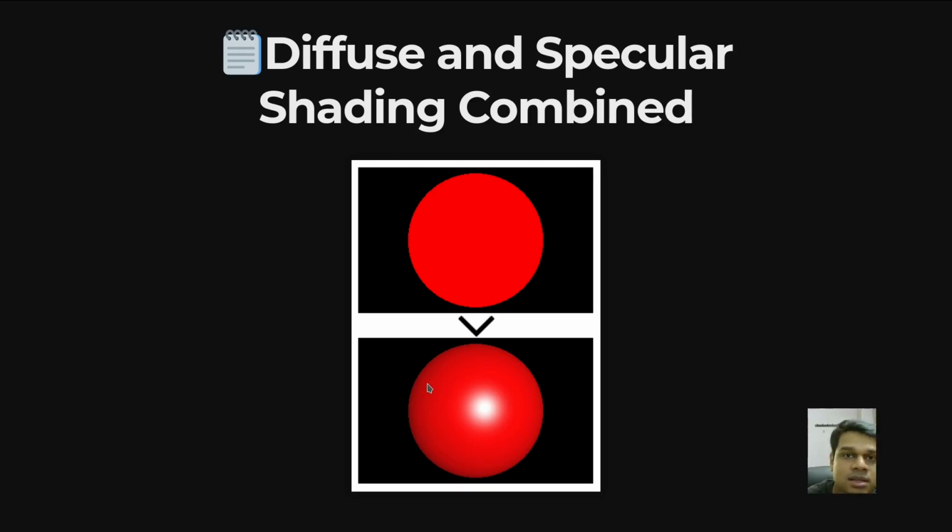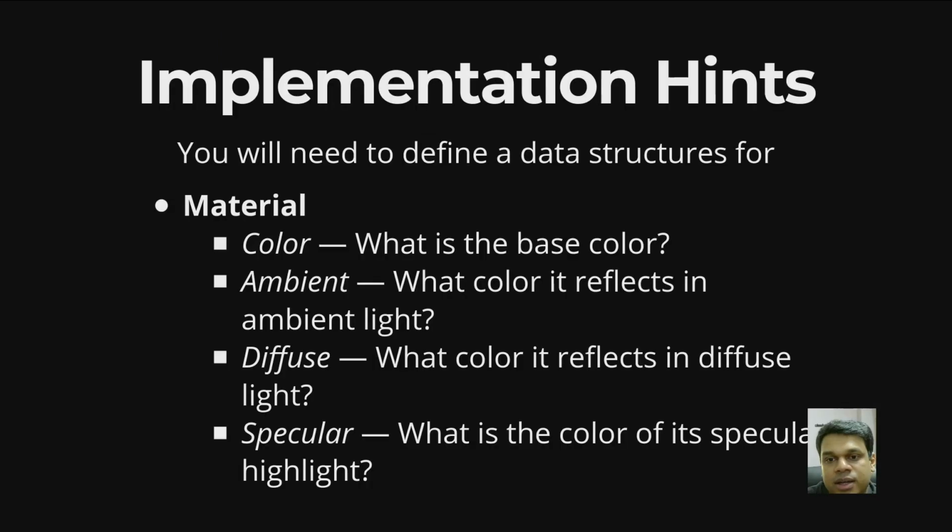So these components, the diffuse and specular components, are critical and pretty much what sells the effect of a 3D object, if you're making a 3D object. Now, before I tell you to go ahead and implement this, you might need certain hints that will help you in implementing a solution.